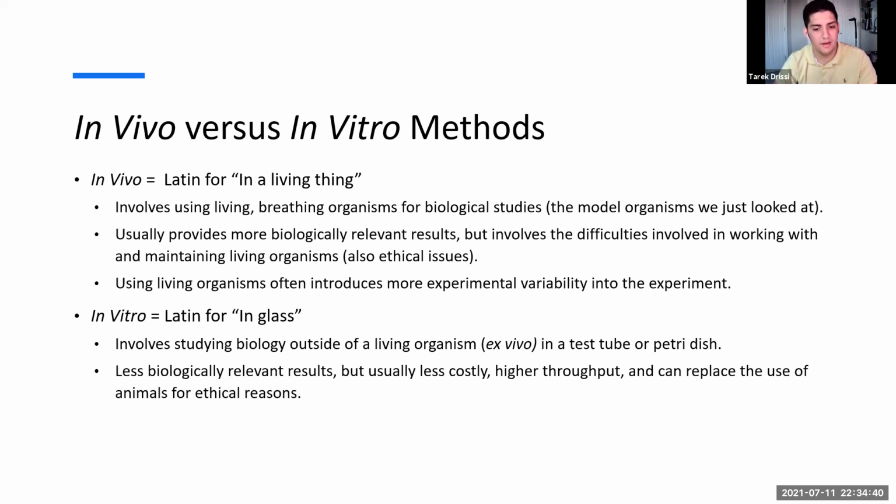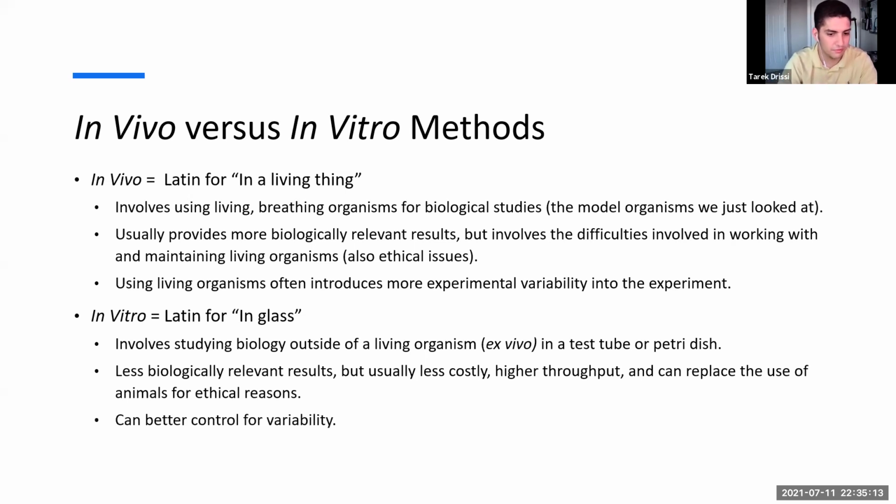But the advantage is that it's usually less costly and higher throughput. That means you can look at a lot more samples a lot easier and much quicker than you could with a living organism. And you can replace the use of animals for ethical reasons. That's another advantage. If you can use in vitro to circumvent the use of animals for laboratory studies, you can replace them for ethical reasons, which is another advantage.